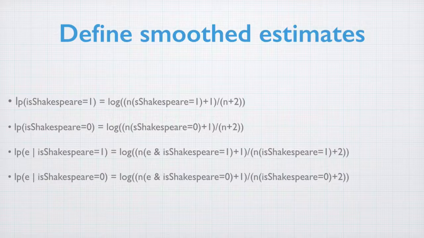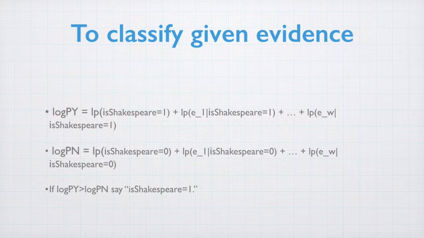and for every LP evidence given is Shakespeare 1. And again, just by the laws of conditional probability, that's the smoothed number of Shakespeare documents that had the evidence divided by the total number of Shakespeare documents. Given these smoothed probabilities stored, say, in a database table or a lookup table, we can then compute the probability a given document was written by Shakespeare given new evidence.